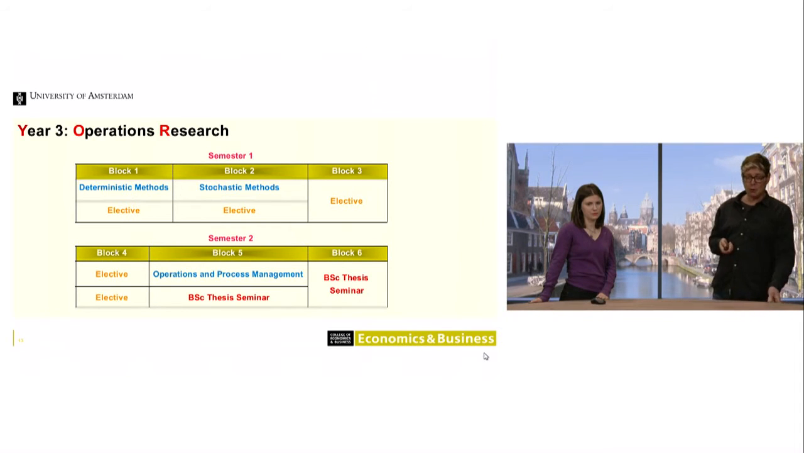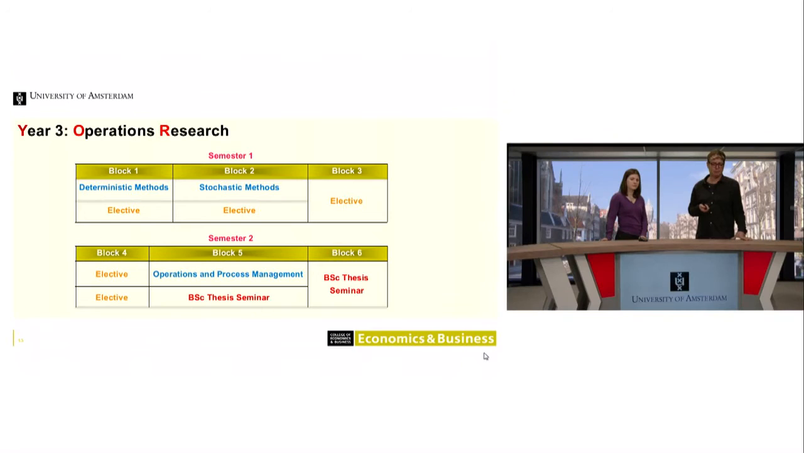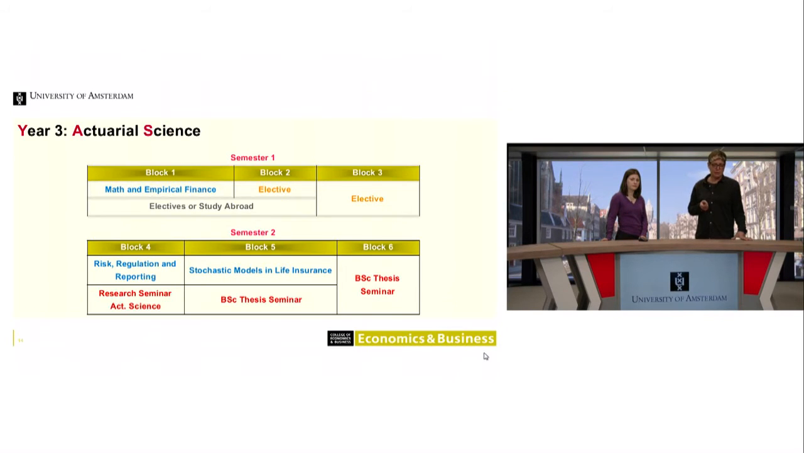You can also, this year, still opt for operations research. These are typical courses in operations research, but again, you can choose from a set of electives, and of course, you could pick them from the econometrics part. Actuarial science is the same thing, only you have one course in Block 1, mathematics and empirical finance.